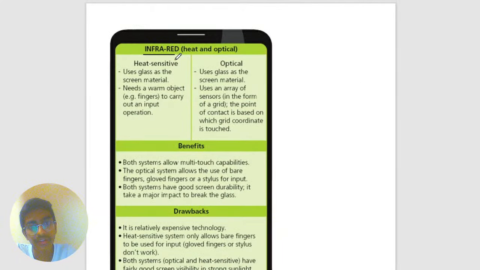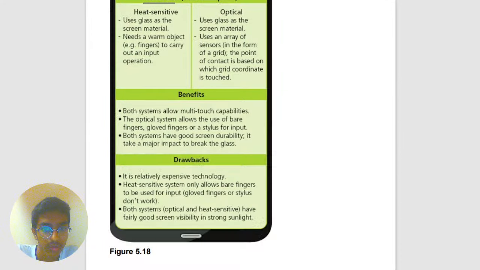Infrared is heat sensitive, and they're optical. They're two types. Heat sensitive uses glass. Optical also uses glass. Both of them are the same, but the difference is heat sensitive needs a warm object like fingers, but optical uses anything. Okay, it can be whatever is touched on the screen, it will be using a grid coordinates system to locate where or what part of the screen is touched.